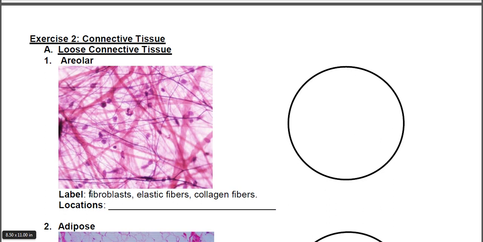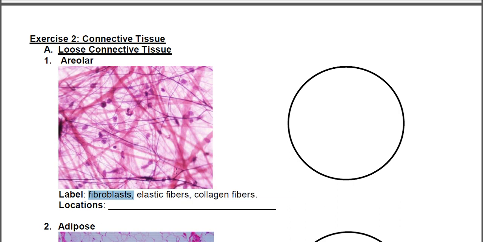So it wants us to label fibroblasts first. Fibroblasts are cells. Look for nuclei, dark purple spots. Those are the fibroblasts. Fibroblasts make fibers. It's a nice, easy to remember name.